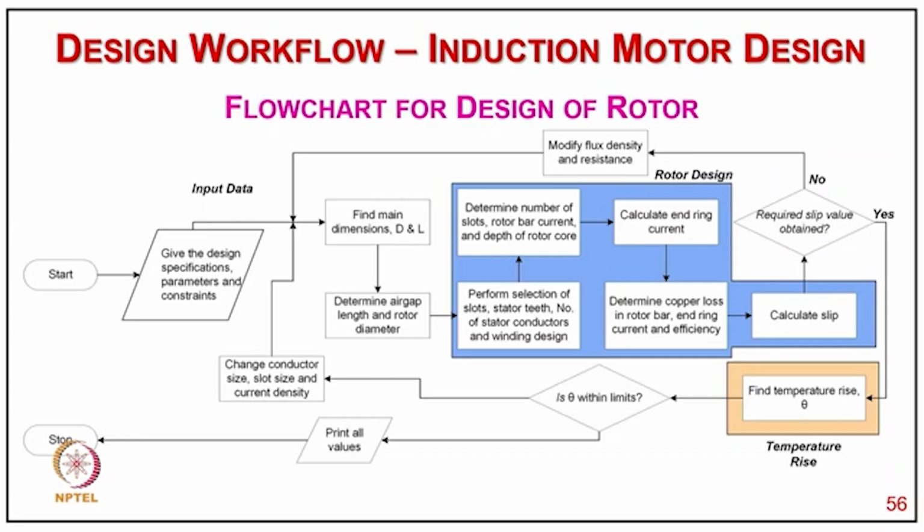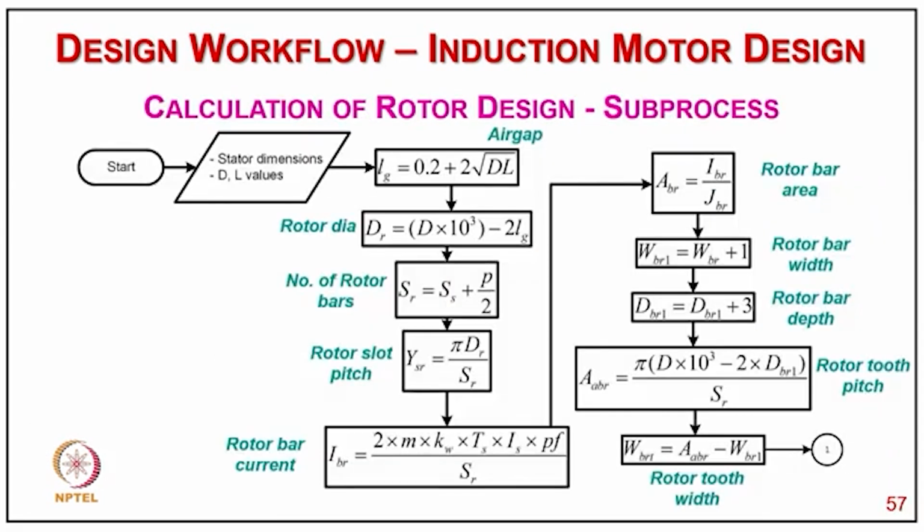Then we calculate the slip, then we check whether slip is within the limit or not. If not, we modify the flux density and resistance, and go back. If yes, then we go for calculation of temperature rise. If temperature rise is within the limit according to insulation, then we print the result. If it is not, then we go again for an iterative procedure to bring it within the limit. So, that's about the rotor design.